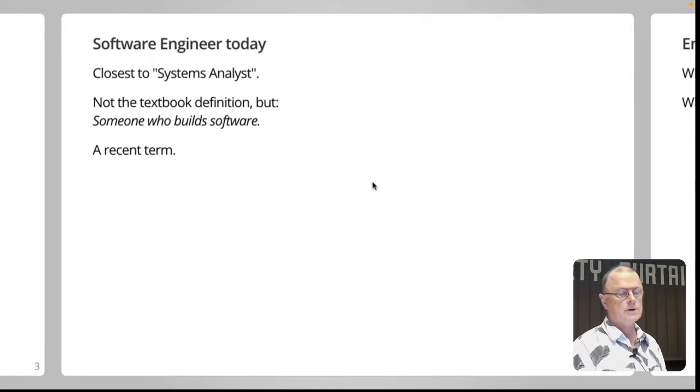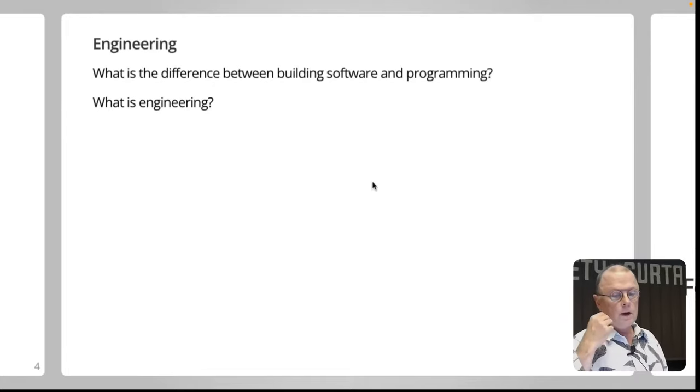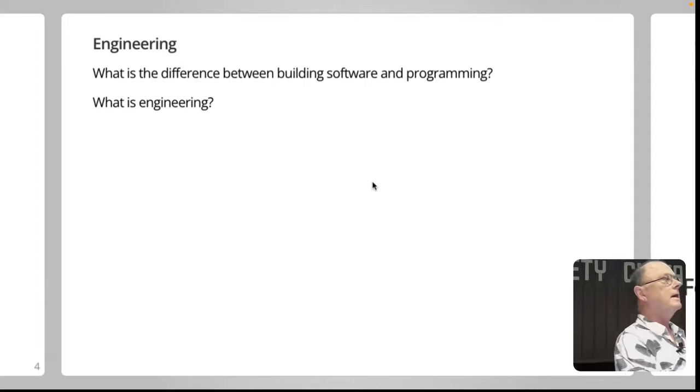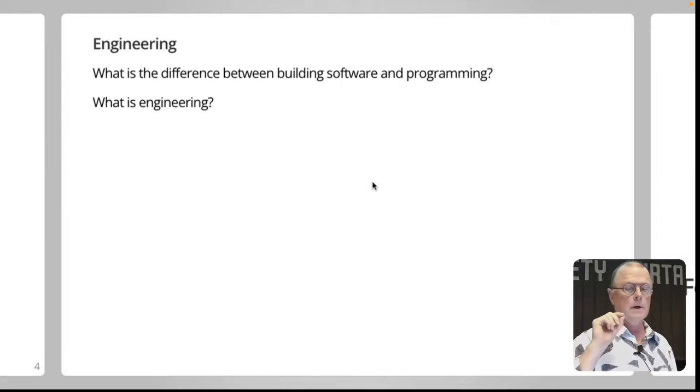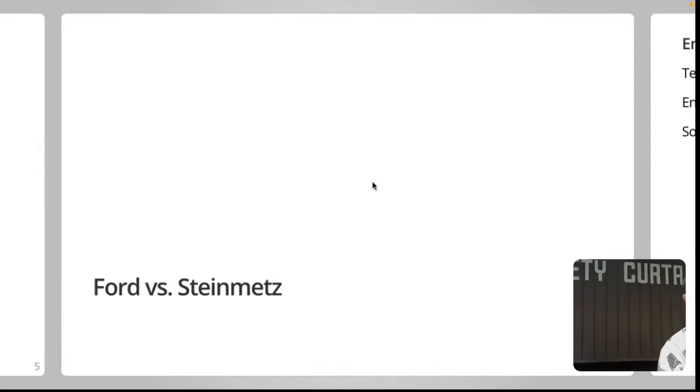And it's an interesting term because it's got these two words that are kind of vague, software and engineer. So what is the difference between building software and programming? Now notice I didn't say a software engineer is someone who programs. I said a software engineer is someone who builds software. Well, the difference is what we call engineering. So I'm going to tell you a story. This will take a few minutes and it won't sound like it's relevant until the end, but please bear with me.